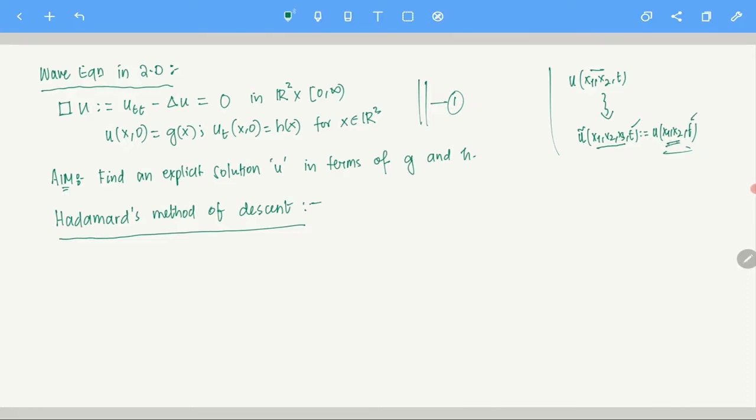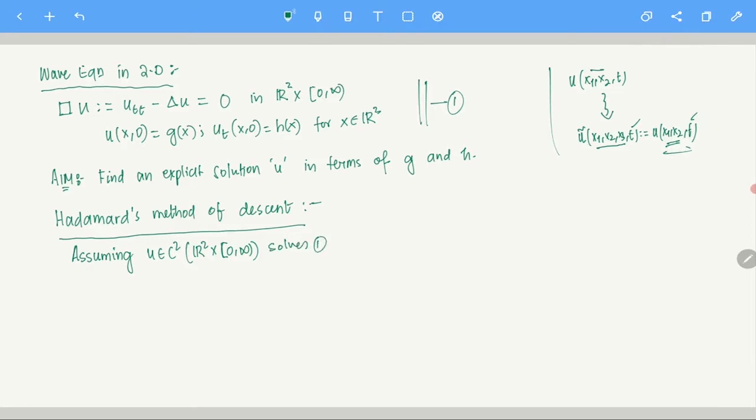Clear? Then you write the formula for the three-dimensional wave equation, and then you descend to two dimensions like this. So let us start with it. Of course, I don't know whether there is a solution or not. We are assuming that there is a solution, so assuming u is in C2 of R2 times (0, infinity). Clear? So let's say this solves problem 1.